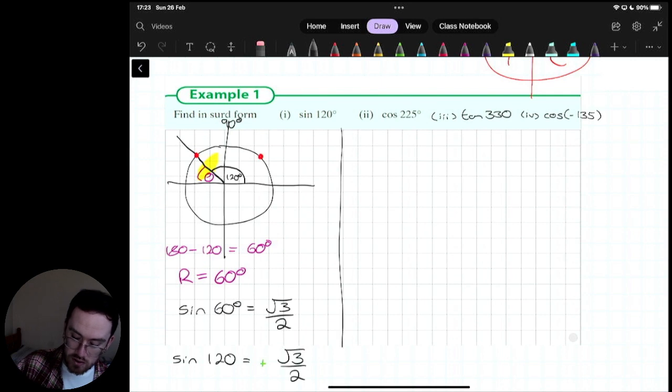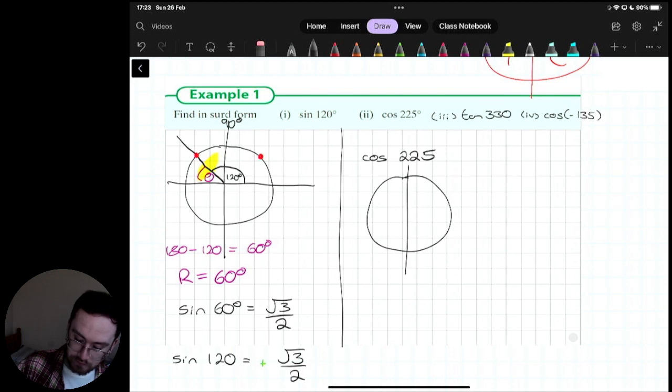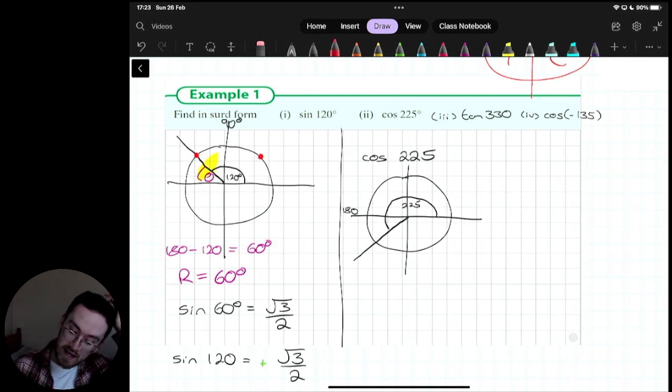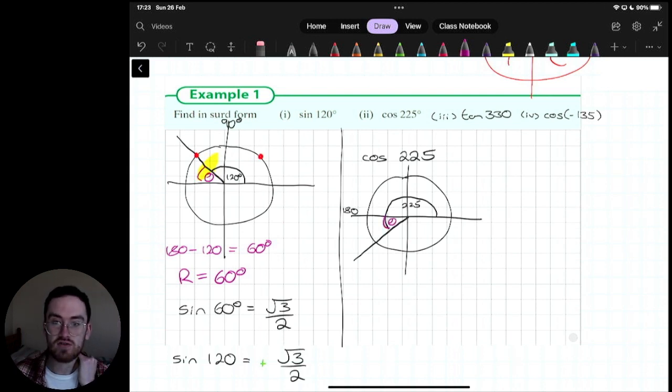If we do cos of 225, let's do this one as well. Cos of 225, so I draw it out first. So thinking about this, this is 180, so I'm going round past 180 to maybe somewhere about there. Okay, so this is about 225. Again, think about it the same way that we've done. It's the angle to the horizontal, to the closest horizontal. So we're going to look for this angle here, this purple angle that I've drawn in.